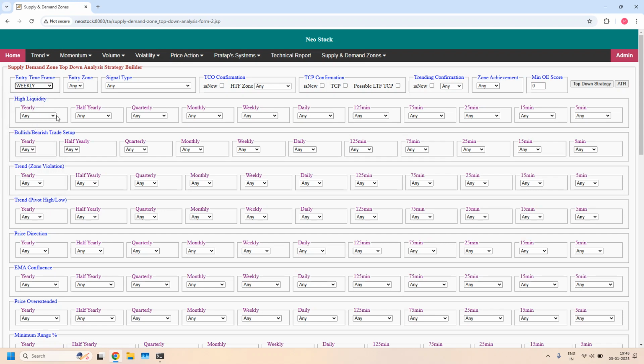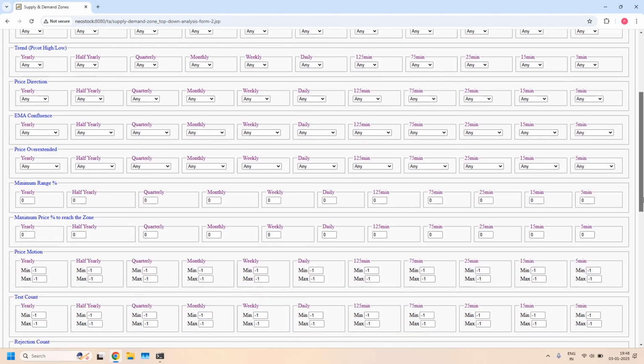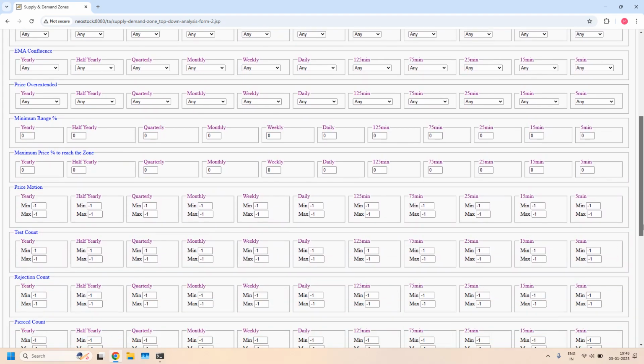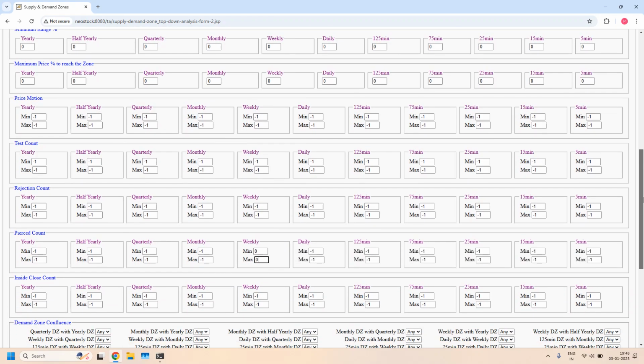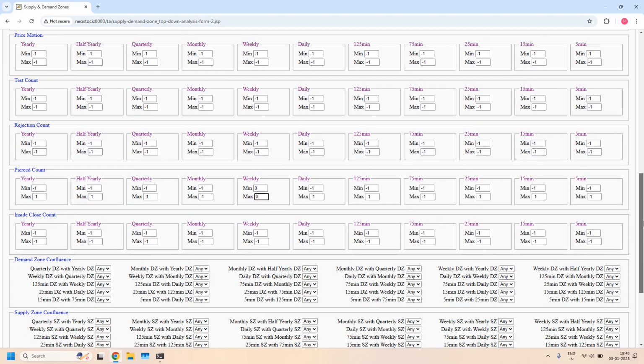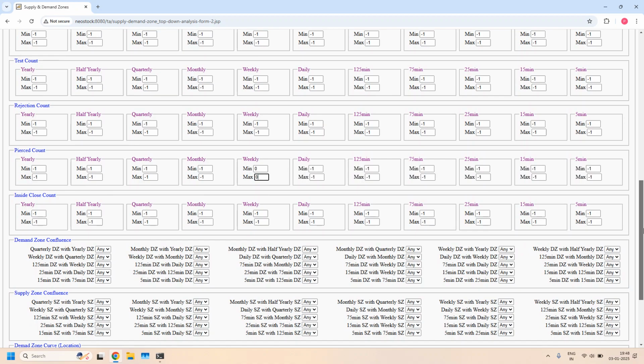So weekly time frame, the weekly supply zones should not be pierced. So in the pierced count at weekly time frame, I am setting minimum value 0, maximum value 0, because entry time frame is weekly. And these weekly supply zones should be having confluence with monthly supply zone. So I am enabling the filter weekly supply zone with monthly supply zone confluence. That means weekly supply zone is part of the monthly supply zone.